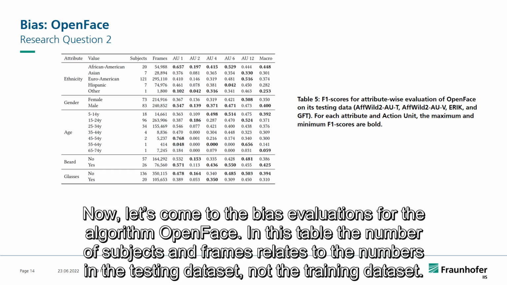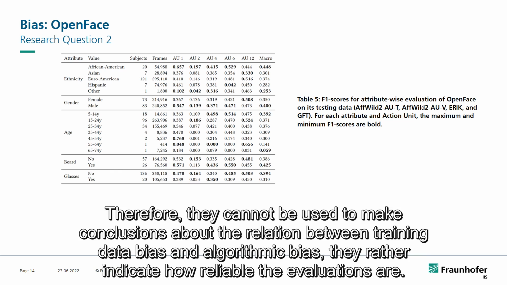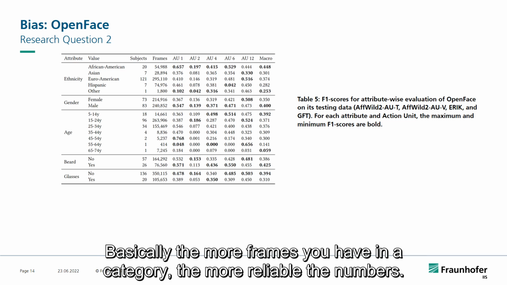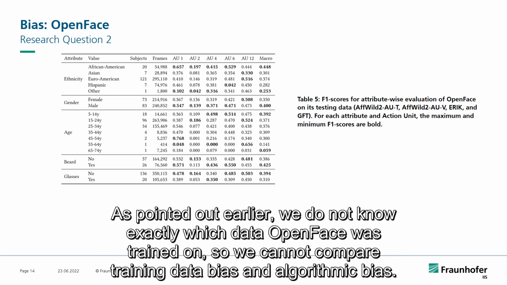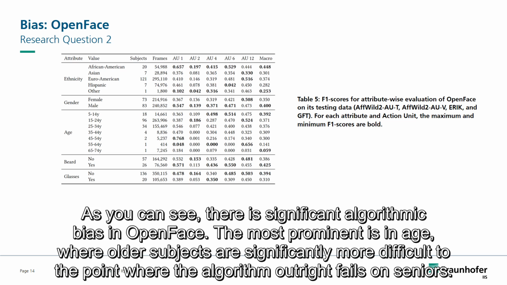Now, let's come to the bias evaluations for the algorithm OpenFace. In this table, the number of subjects and frames relates to the numbers in the testing dataset, not the training dataset. Therefore, they cannot be used to make conclusions about the relation between training data bias and algorithmic bias. They rather indicate how reliable the evaluations are. Basically, the more frames you have in a category, the more reliable the numbers. As pointed out earlier, we do not know exactly which data OpenFace was trained on, so we cannot compare training data bias and algorithmic bias.